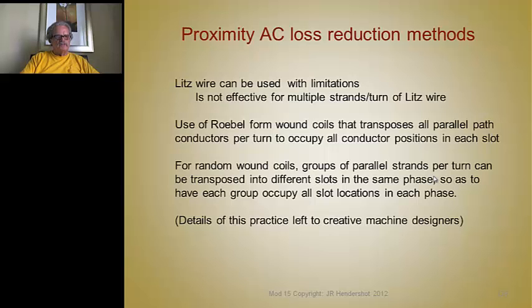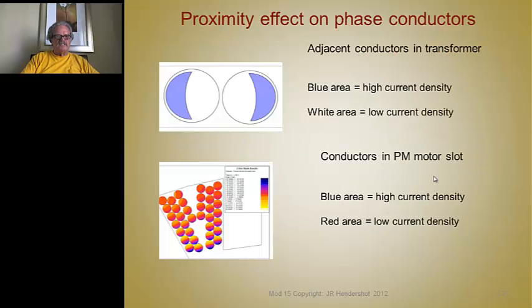It has to be used with limitations. It doesn't take care of proximity effects always. It depends if every strand is transposed through the length of the core, then it does the same thing as a Roebel winding, which is a transformation method. Details of this practice are left to creative designers.